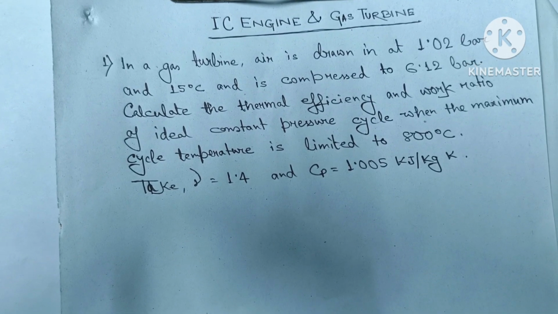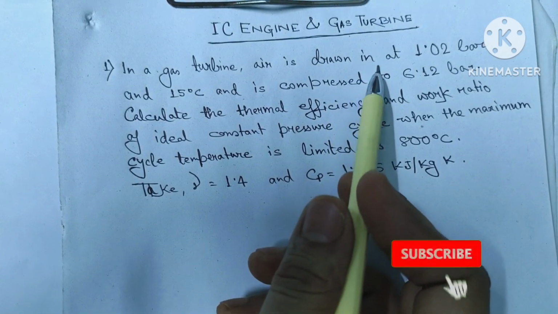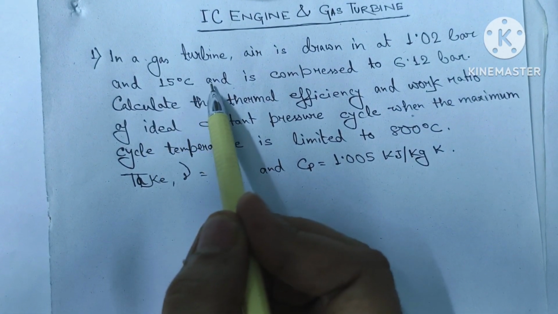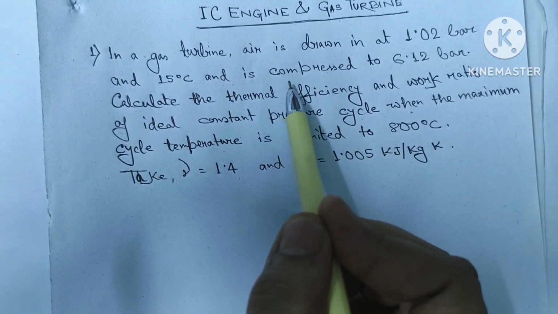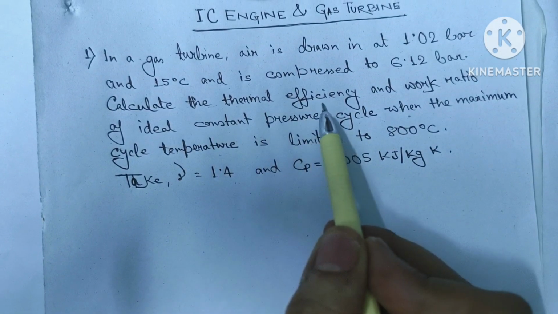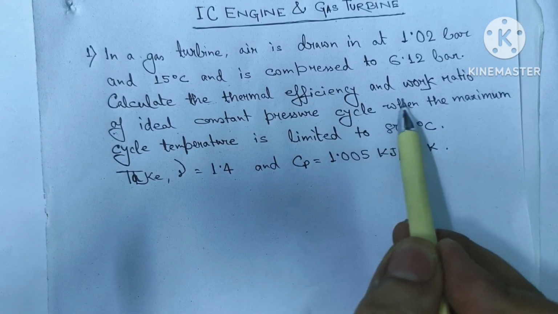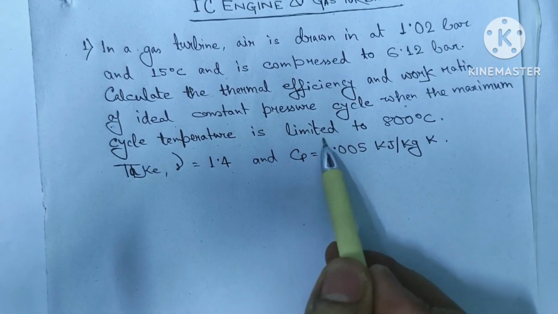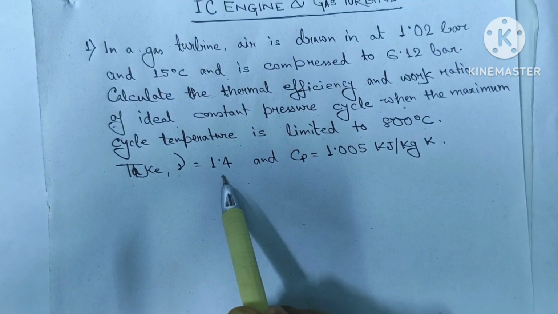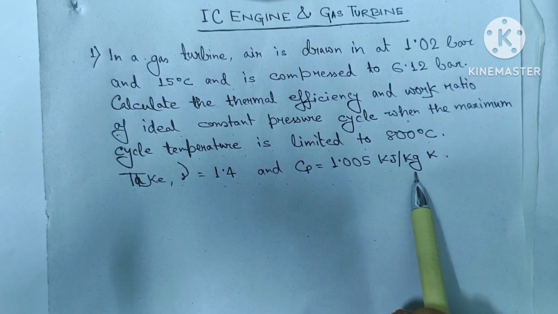So let's start our first problem. In a gas turbine, air is drawn in at 1.02 bar and 15 degree centigrade and is compressed to 6.12 bar. Calculate the thermal efficiency and work ratio of ideal constant pressure cycle when the maximum cycle temperature is limited to 800 degree centigrade. Take gamma equals to 1.4 and Cp equals to 1.005 kilojoule per kg.